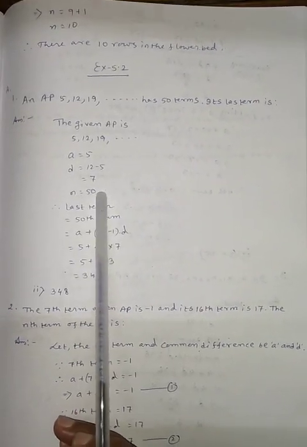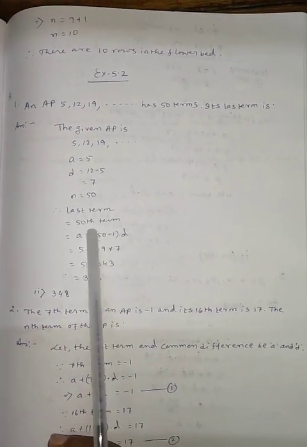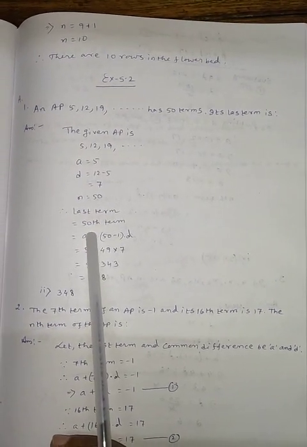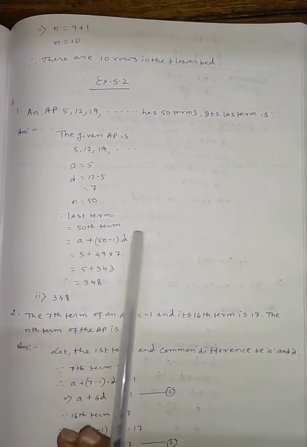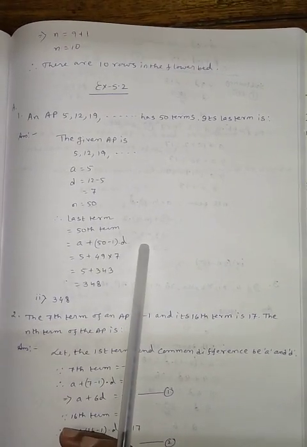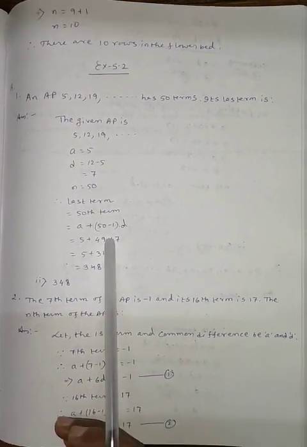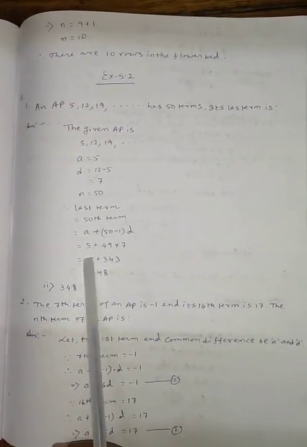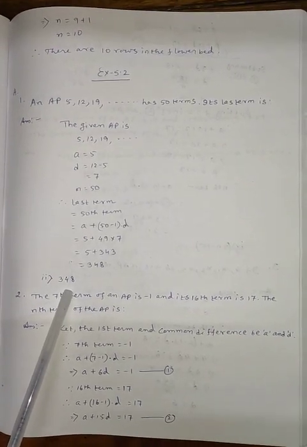Number of terms 50. That means your last term should be your 50th term. The total number of terms is given as 50 and they're telling us to find the last term. So last term should be your 50th term. So A plus (50 minus 1) into D. A is 5 plus 49 into 7. This multiplication 343. Addition 348. So right option should be second one, 348.